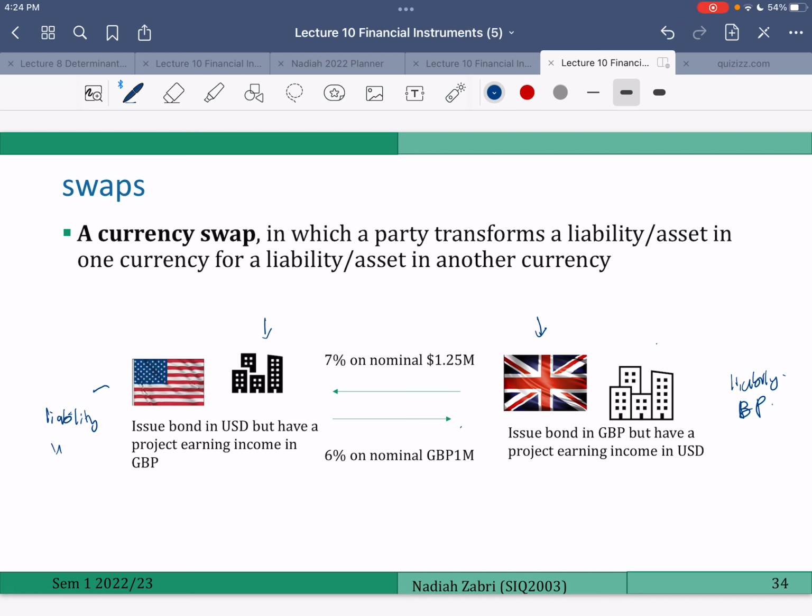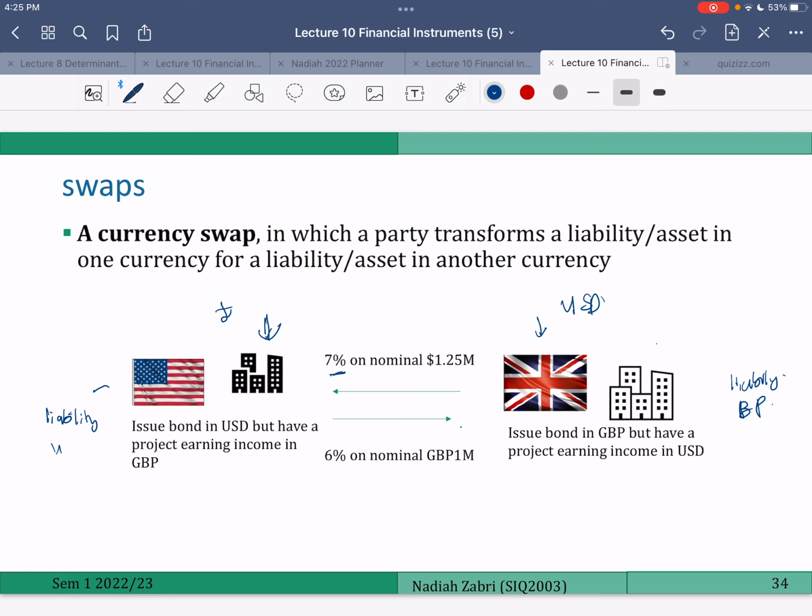However, this company has some income in pound. Maybe they have a business in the UK. So they have some income in pound, while this one has an income in USD. So what do they do? They will swap their currencies. Usually the amount that they agree to swap is in this format.